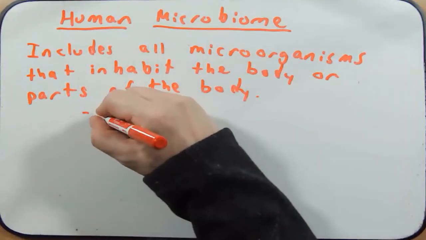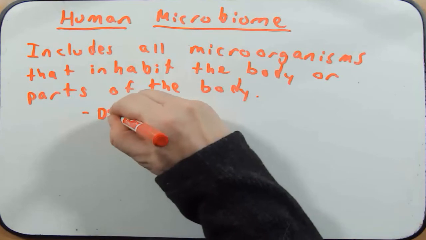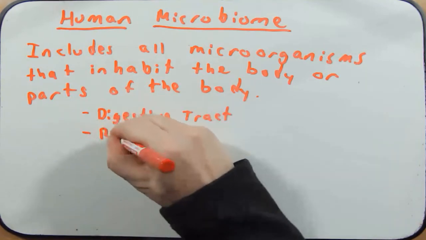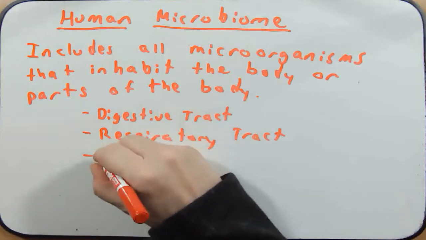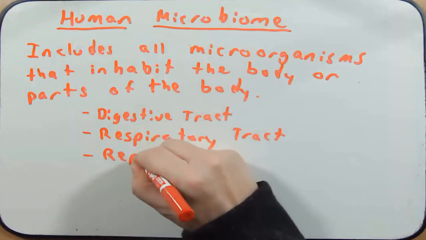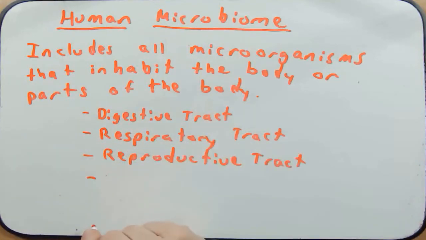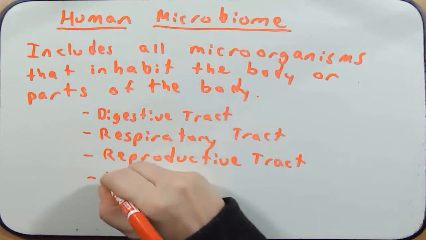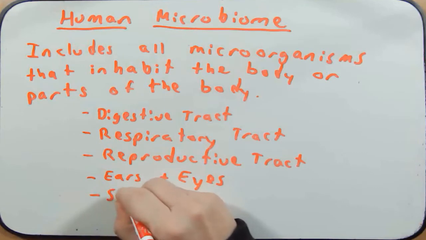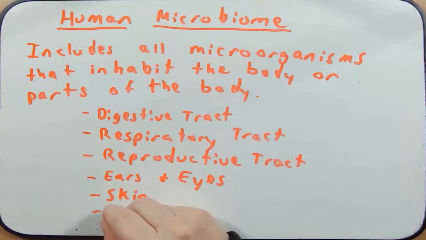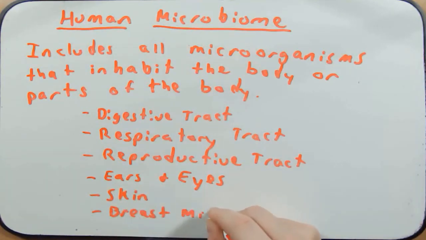This includes our digestive tract, respiratory tract, parts of the reproductive tracts. You'll also find these microorganisms in your ears and eyes, your skin, and they are also found in breast milk. We find bacteria in most parts of our body, and these are just a few examples.